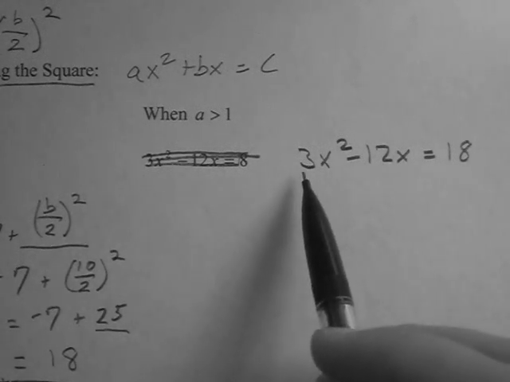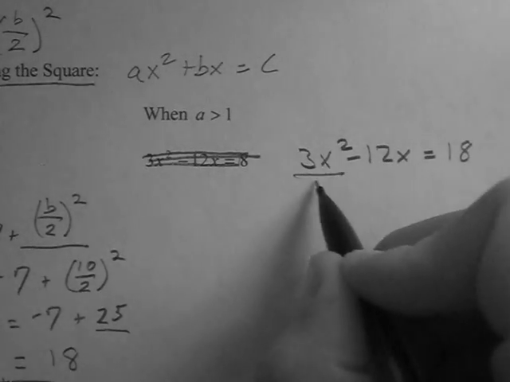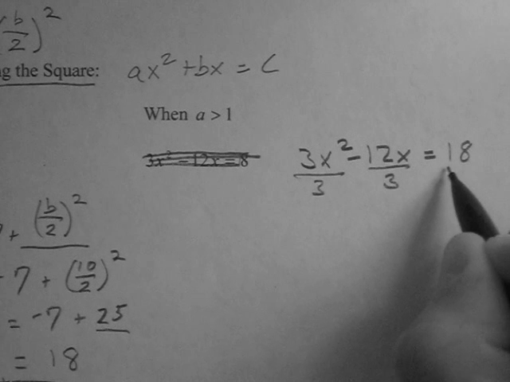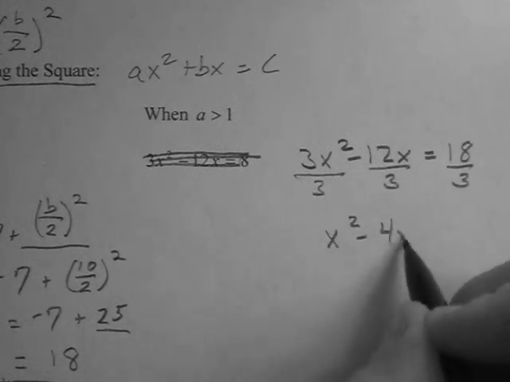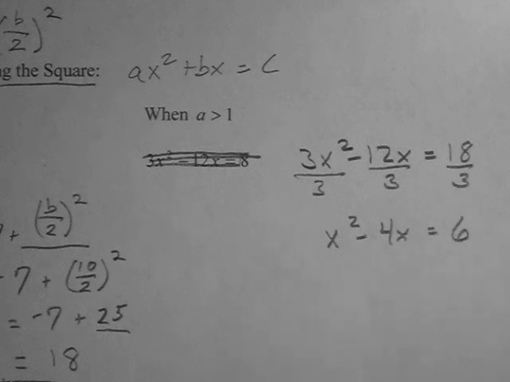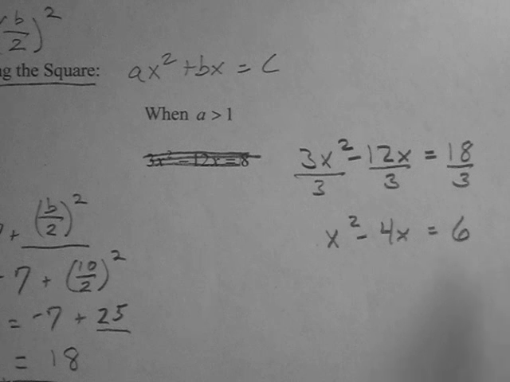Now when you do this, you notice that there's a leading term. There's a couple different ways you can do it, but just go ahead and divide this leading term out. So that leaves me with x squared minus 4x equals 6. And now we have a leading term of 1. And we didn't change our solutions at all by dividing by 3.